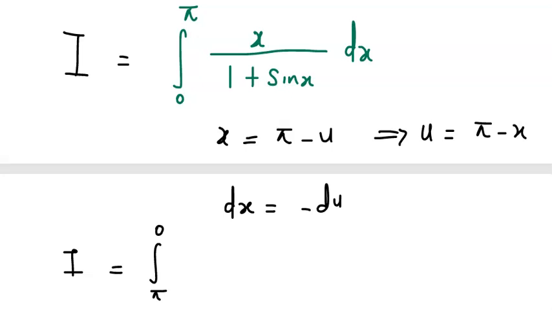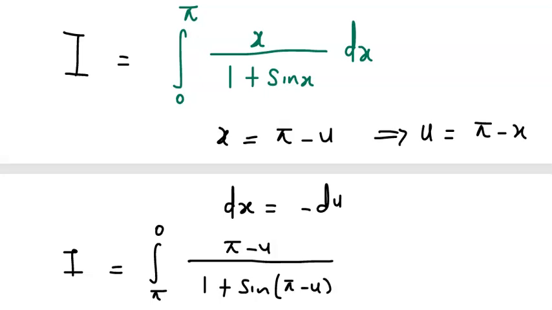So here x up there will be pi minus u. Did I get it right? Yes, cool. Then divided by 1 plus the sine of x, which will be the sine of pi minus u. And then our dx will be negative du. Okay.